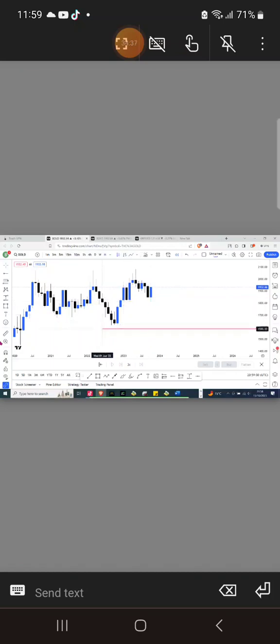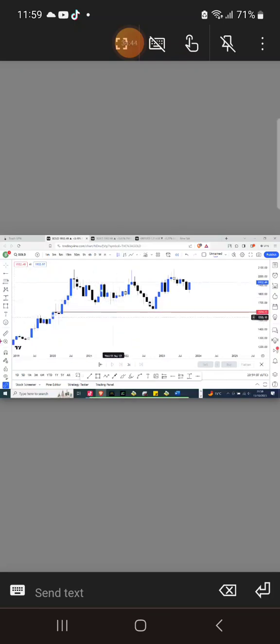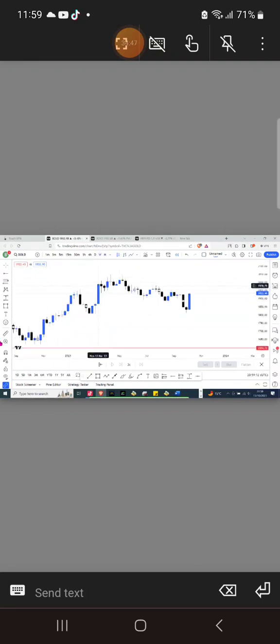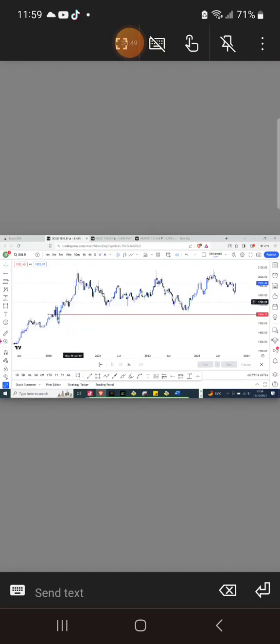Okay. Why did the price reverse here? Look at here. There was this resistance here. And I'm sure if I go to weekly, there is something here. Let's go. Oh, yes. There's a weekly resistance right there. Right there, as you can see.